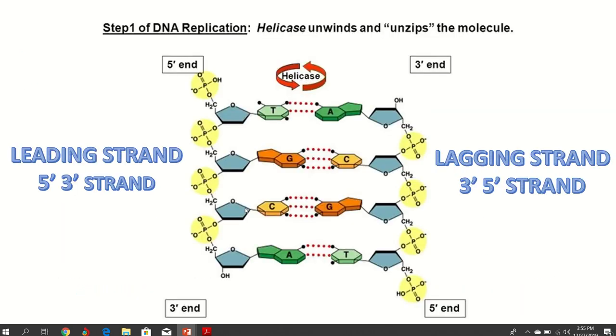Now, look at the other strand. I think the nucleotides have been flipped, and that is the reason it is called 3 to 5, because the topmost carbon atom now is carbon atom number 3. Okay? So the most bottom now is the carbon atom number 5. So that is why it is called 3 to 5.